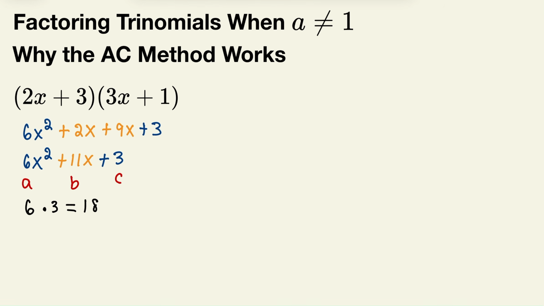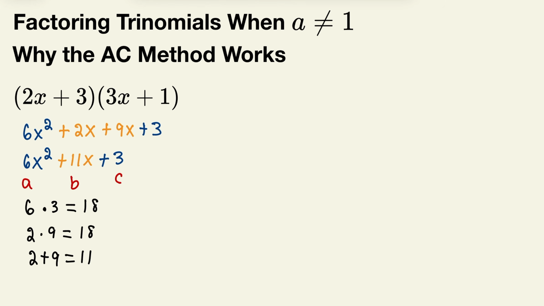And what we're going to do here is find two numbers that multiply to 18, but at the same time add to the middle term 11. All right, so those two numbers are 2 and 9, and that is because 2 times 9 equals 18, and 2 plus 9 equals 11. Okay, so the numbers are 2 and 9.